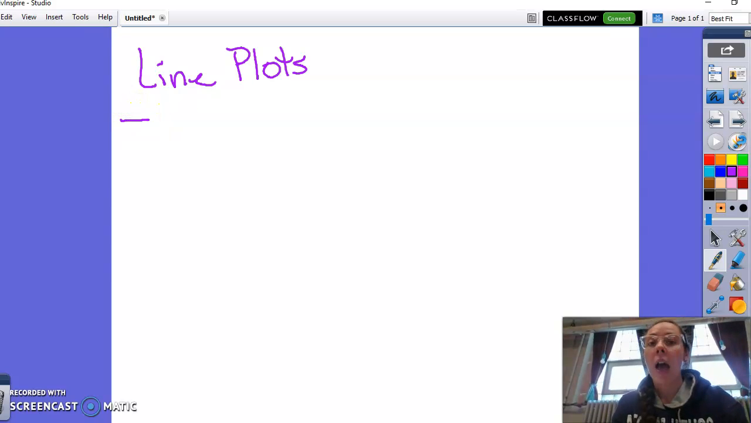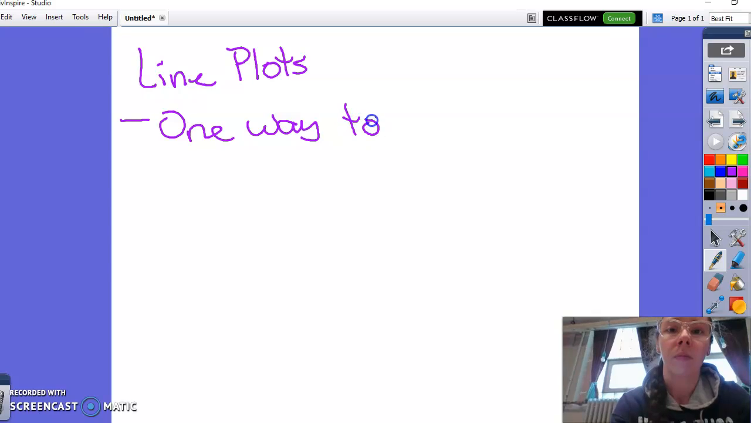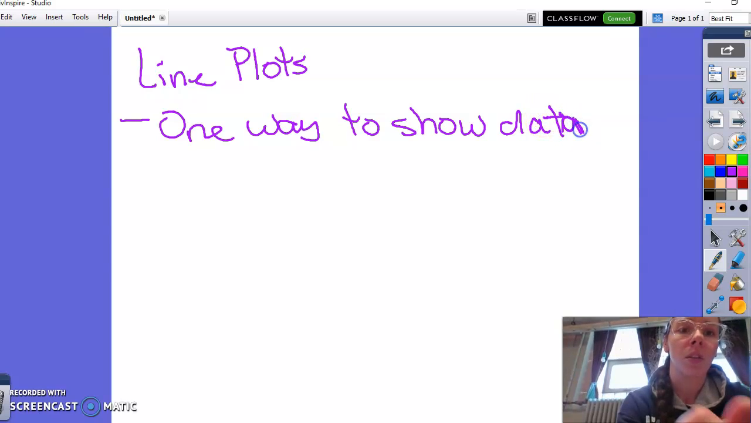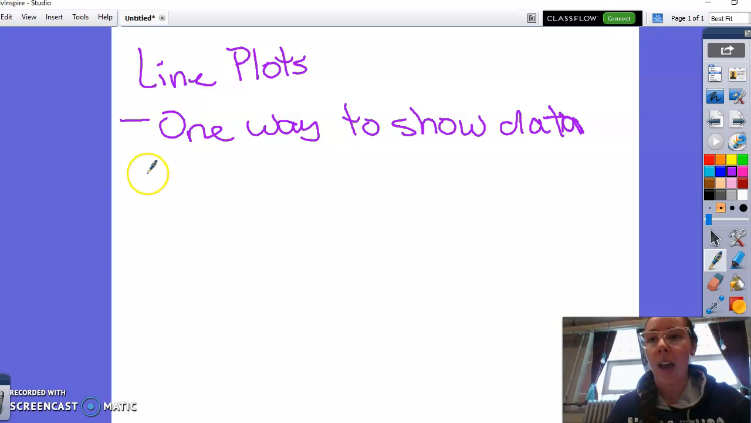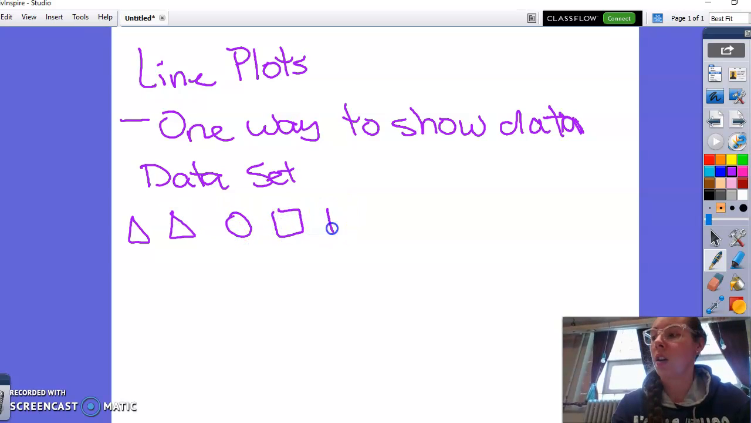Okay, line plots. I'm sure you guys are familiar with these. I believe that you've seen these before in the past in many different places. And basically, they're just one way to show data. Okay, so if I had a data set that looked like this, if I had a triangle and a triangle and a circle and a square and a square and a square, some of my squares are not so square.